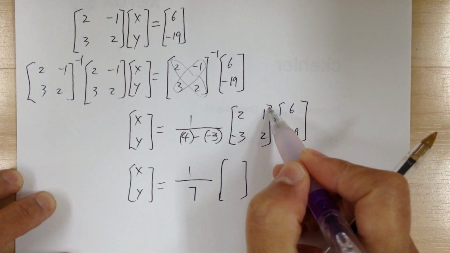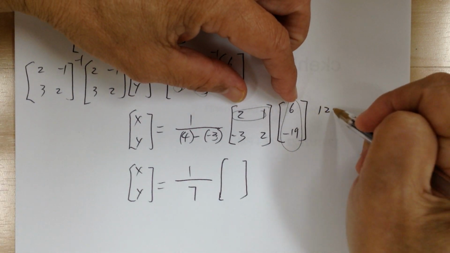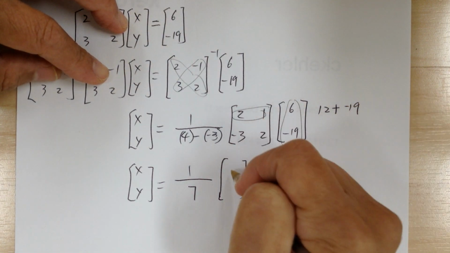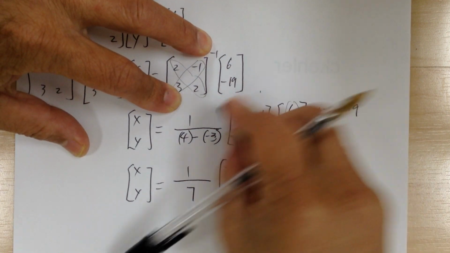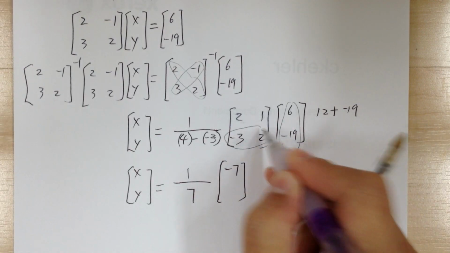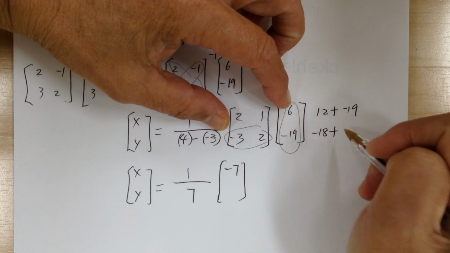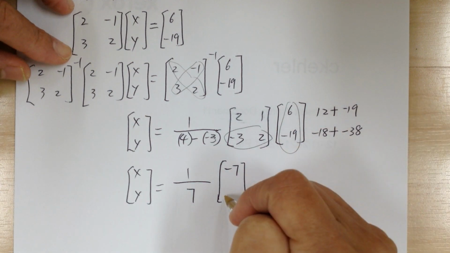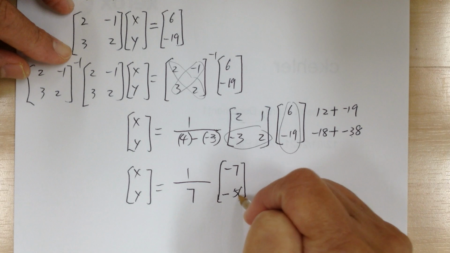I have to use the first row times the first column. This will give me 12 plus negative 19, which gives me negative 7. Done with the first row, I'm going to do the second row. Multiplying gives negative 18 plus negative 38, which gives me negative 56.